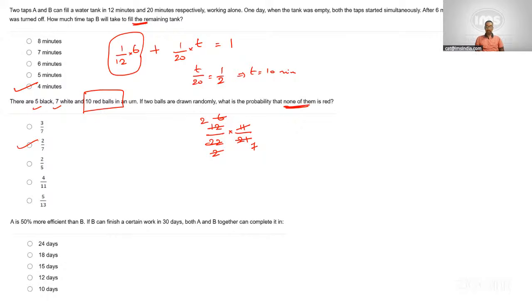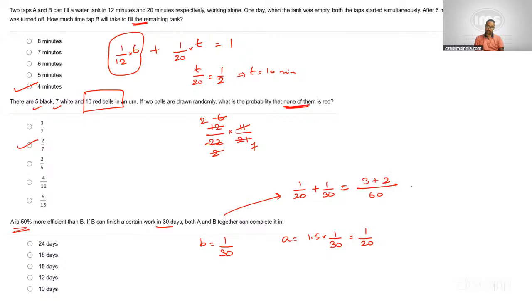A is 50% more efficient than B. If B can finish a certain work in 30 days, then both A and B together can complete it in how many days? Okay, B can finish in 30 days. Again, unitary method. B is 1 by 30 per day. A is 50% more, which means A is 1.5 times 1 by 30, or 3 by 2 times 1 by 30, which is 1 by 20. Together they can complete in 1 by 20 plus 1 by 30. If I take the LCM as 60, I would do 3 plus 2, 5 by 60, or 1 by 12, so together 12 days. Problem solved. Moving on to the next question.